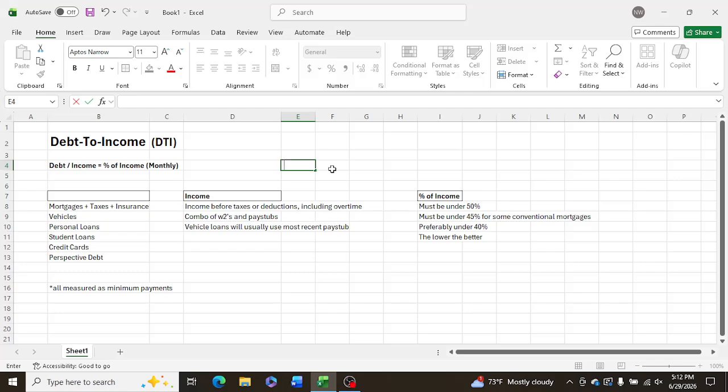Is your DTI DTF? I don't know. Let's see. Okay, DTI is your debt-to-income ratio. It's a very common ratio that lenders will use to evaluate your financial situation.